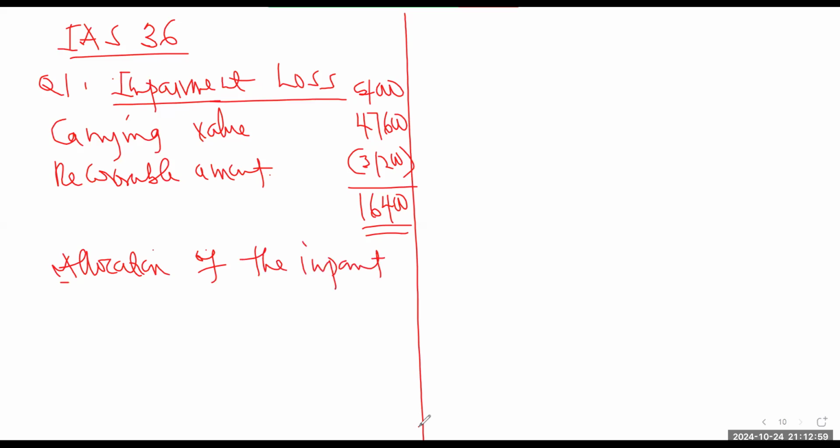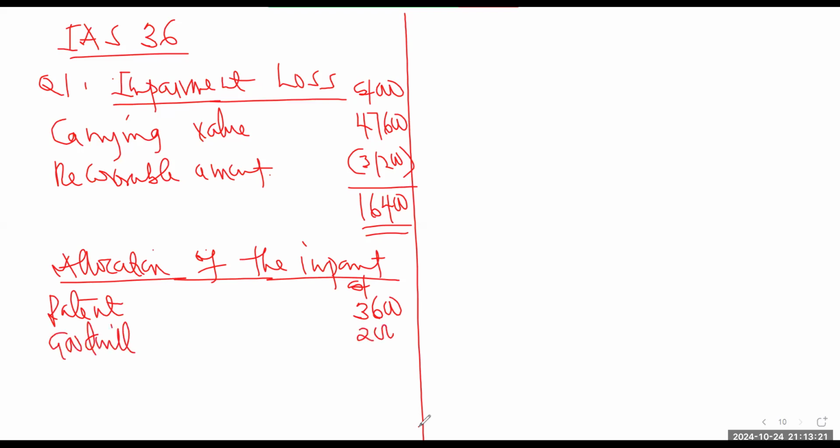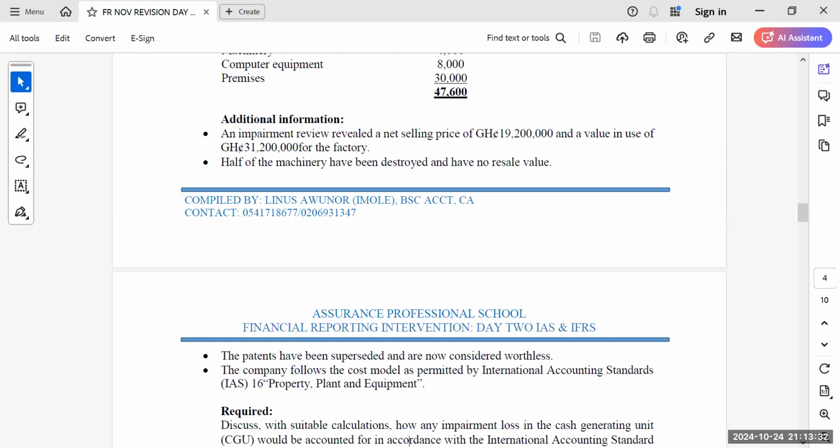Yes, sir. The first thing that will take it is the patent. How much is the patent? The patent is now 3,600. So patent will take all of it. If we have allocated 3,600 to patent, what will be the value remaining? 12,800. Okay, goodwill will take what? 2,000. How much will be left? 9,800. 9,800, isn't it? Yes, sir.